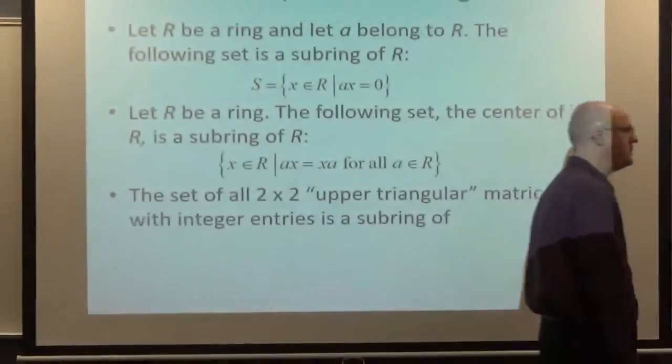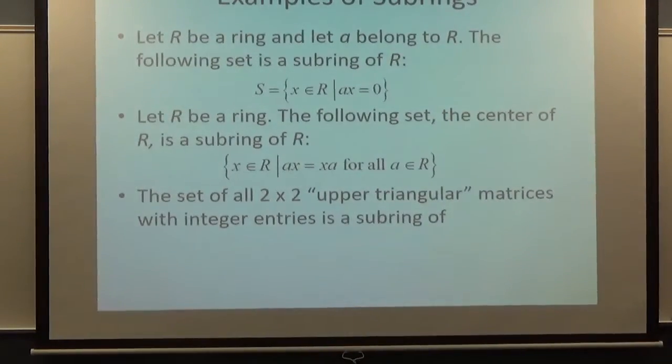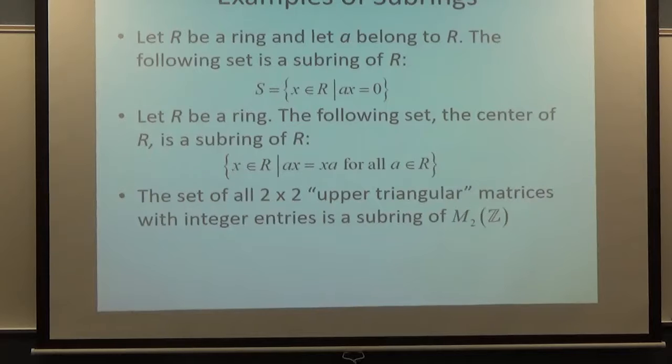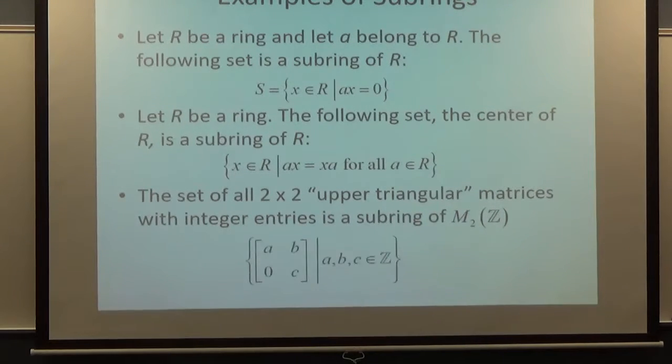The set of all 2 by 2 upper triangular matrices is a subring of M2(Z). And we are talking about integer entries here. The set of all matrices like that. Upper triangular means that you've got a 0 in the lower left corner.